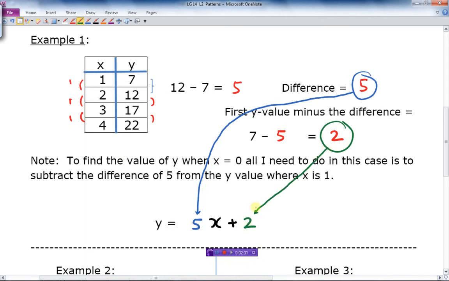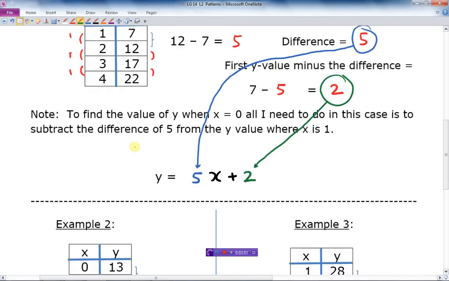So just to test this out, let's take a look. If I put 1 in for x, so substitute each of the x values in for the x and see what you get when you multiply by 5 and add 2. We find that 5 times 1 is 5 plus 2 is 7, gives us the y value of 7, perfect. Put 2 in there, 2 times 5 is 10 plus 2 is 12. The last one, 4 times 5 is 20 plus 2 is 22. So that works. Let's try with the next couple examples.